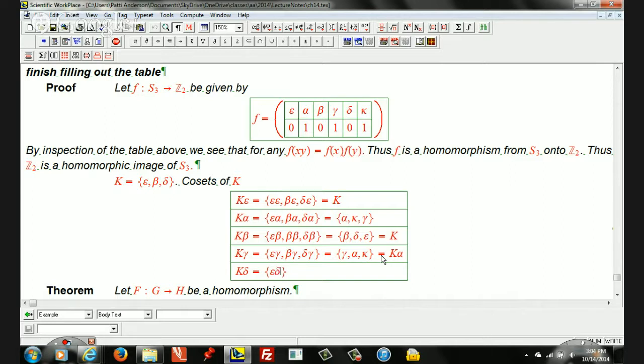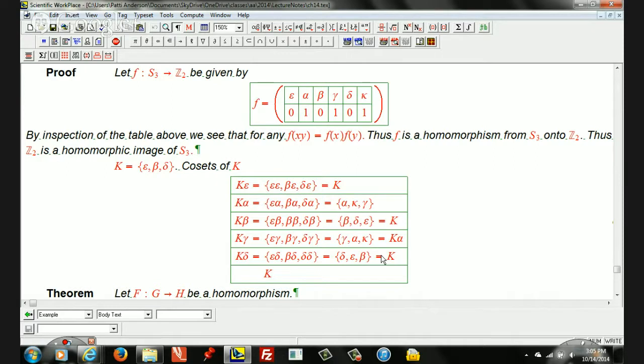So this is epsilon delta, beta delta, and delta delta. But what does that equal to? Epsilon delta is delta, beta delta, epsilon, and then delta delta. Okay, so then that's just equal to k, right? And then the last one, k kappa. We need one more, right? So then beta kappa, and then delta kappa.